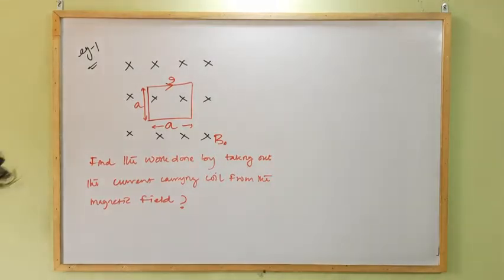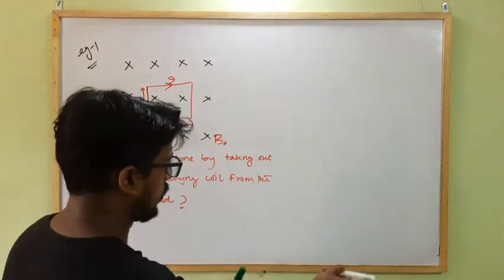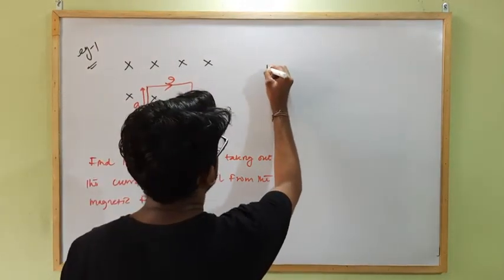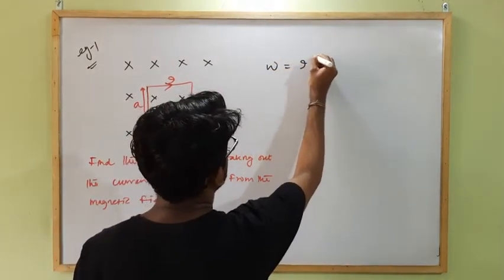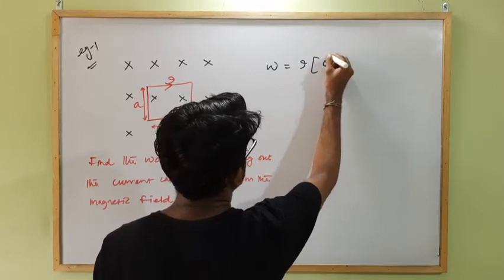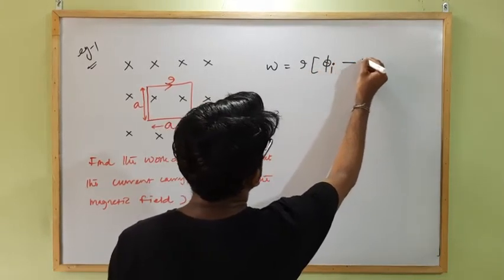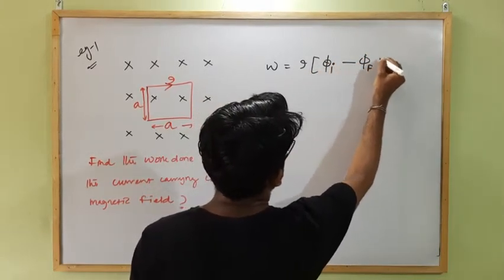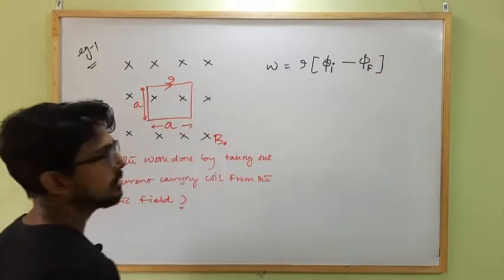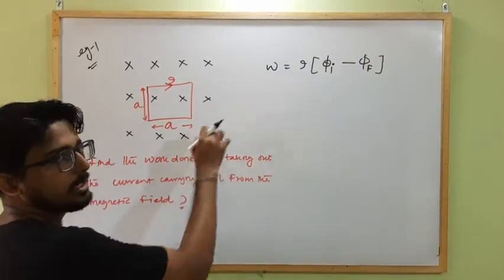So how to find out the work done? As we already discussed, the amount of work done equals I into the flux linked to the coil, phi initially, minus the flux linked to the coil finally. Clear? This is the expression for work done we already discussed.